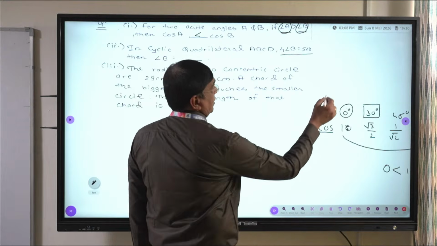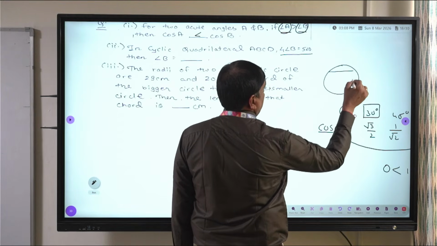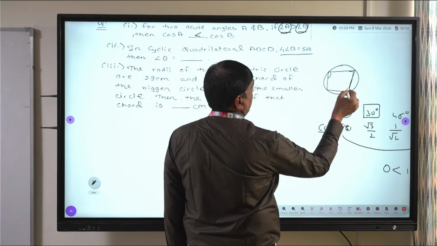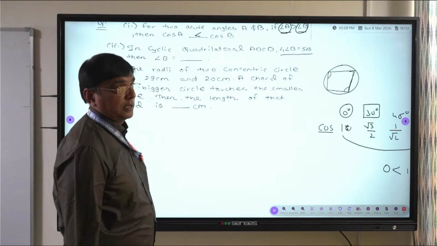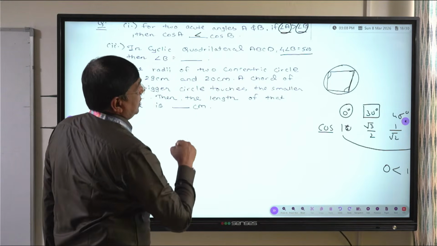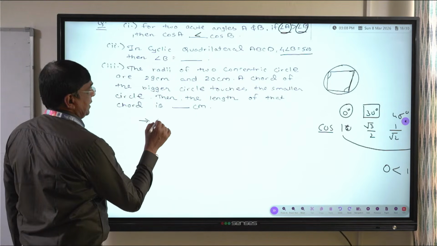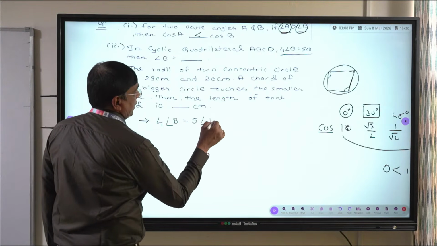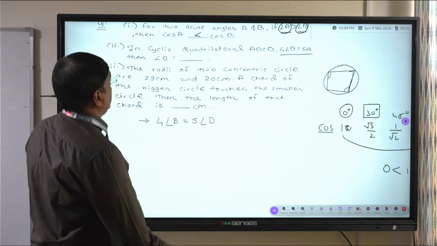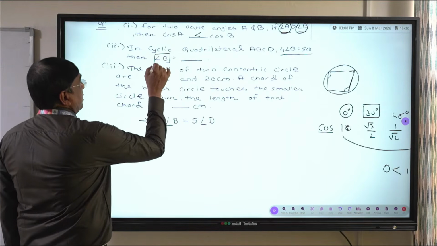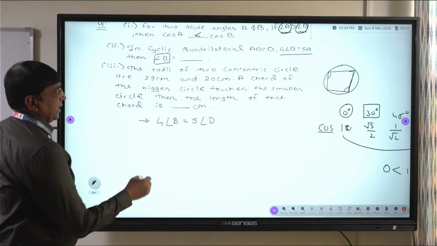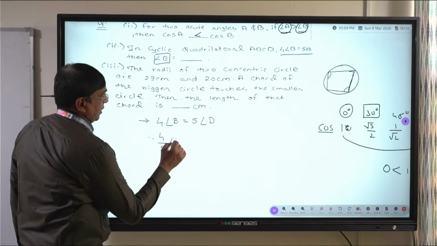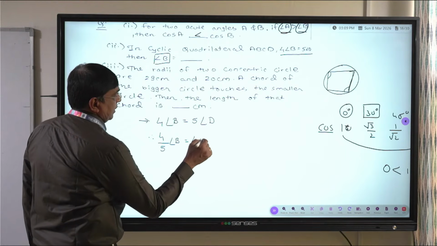But we know that in a cyclic quadrilateral, opposite angles are supplementary. Their sum is 180. Here the relation between B and D is given: 4 angle B equals 5 angle D. We require angle B. So we can say 4 upon 5 angle B equals angle D.